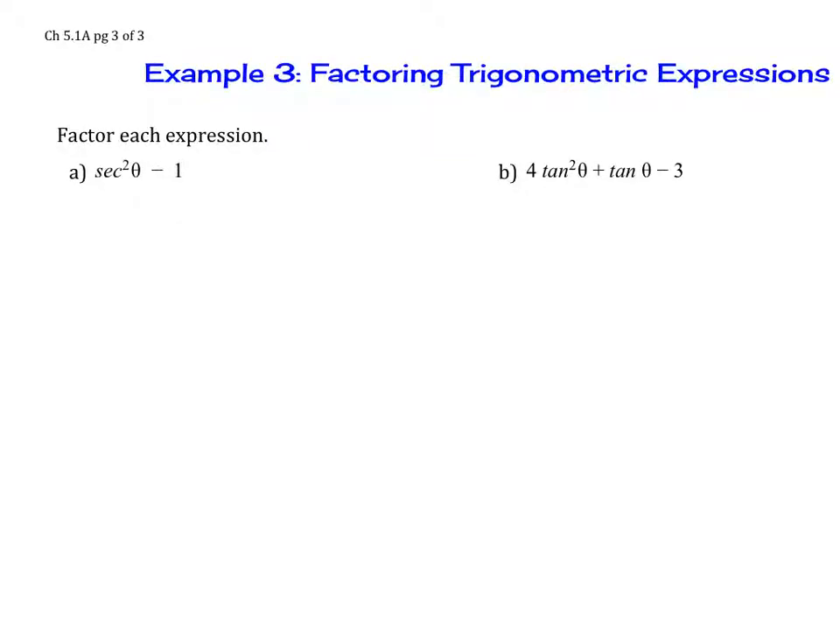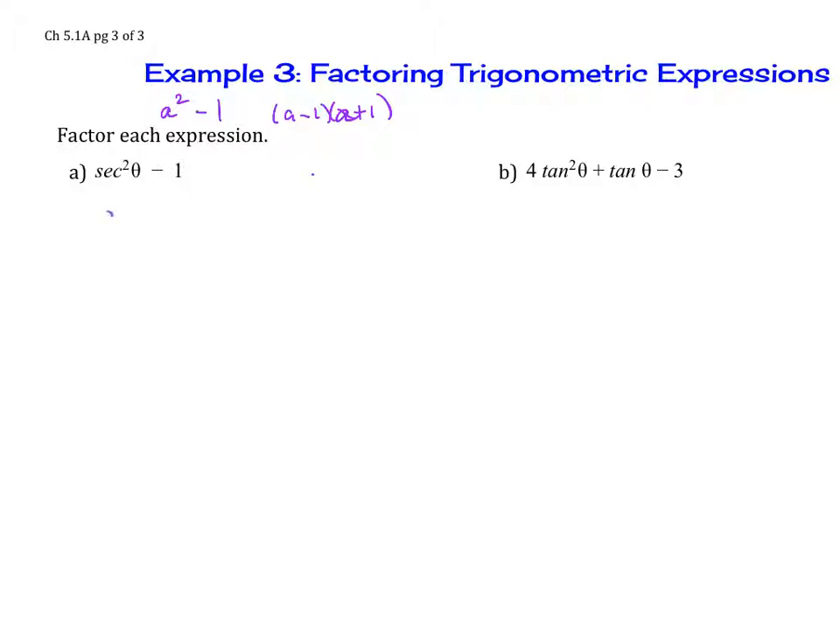So now let's factor trig expressions. We have secant squared of theta minus 1. Another way to think about that is let's just pretend that secant squared of theta is really just a squared, so a squared minus 1. That should remind you that it's just a difference of squares, so that would be a minus 1 times a plus 1.